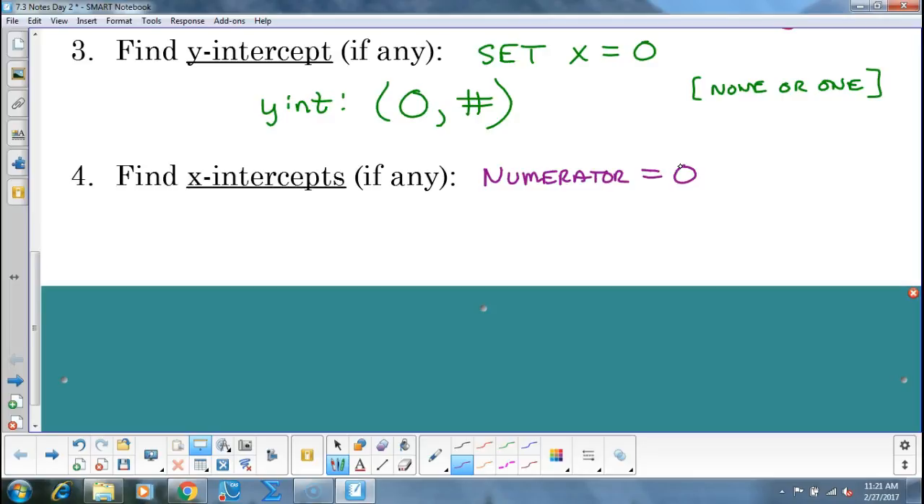Okay? Now, what are those going to be then? Are they going to be lines? Are they going to be numbers? They're going to be points, right? What are those points going to look like? Number, comma, 0.